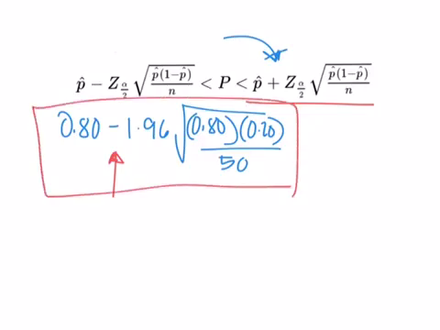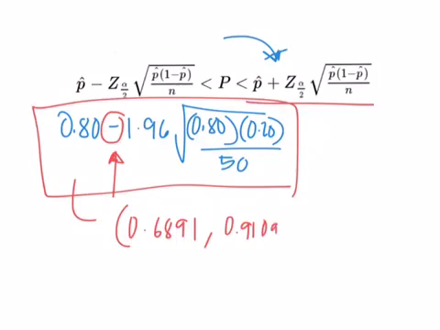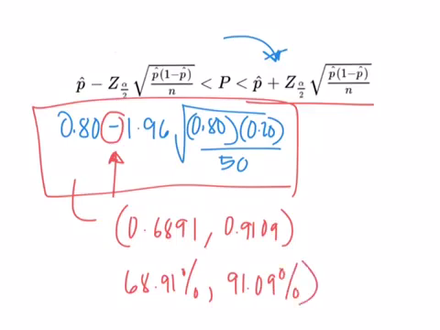Upon computation, the value of this is equal to 0.6891. So for the meantime, use up to 4 decimal places. Now to get the upper limit, in your calculator you change the minus sign with a plus sign, and when you do that, the value becomes 0.91087, or 0.9109. So in percent, in proportion, this is 68.91% up to 91.09%.